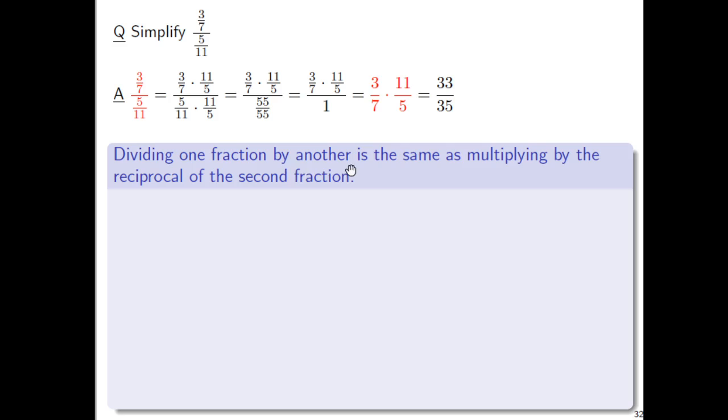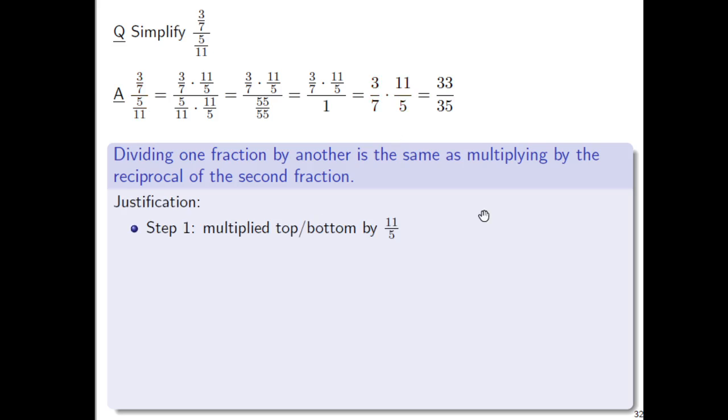That dividing one fraction by another is the same as multiplying by the reciprocal of the second fraction. You've probably heard this, that to divide by 5/11, for instance, is to multiply by 11/5. Right, so fraction divided by fraction is the same as first fraction times reciprocal of second fraction.